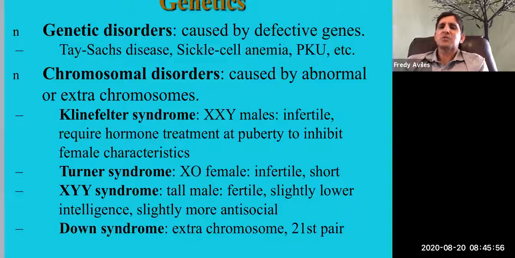But they also have 2 X's, okay? So there can be some problems here. They tend to be infertile. They can't reproduce. And they require hormonal treatment at puberty to inhibit those female characteristics.